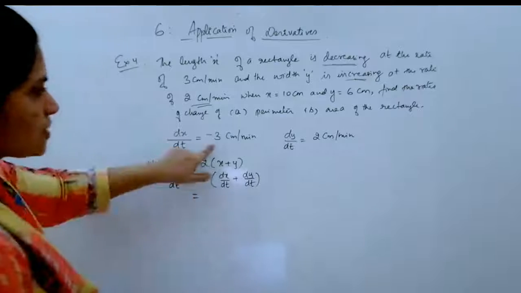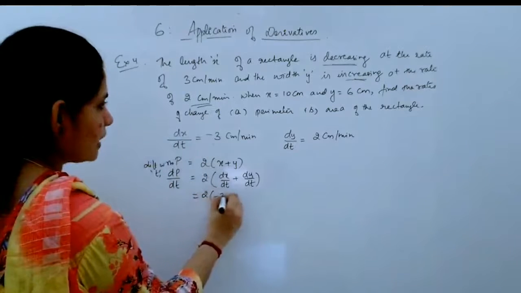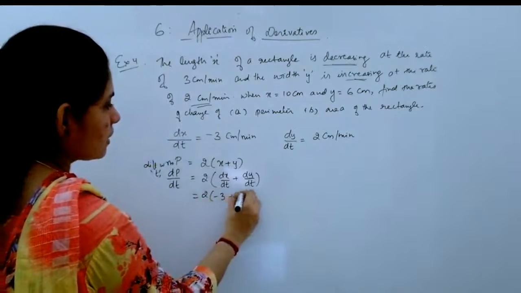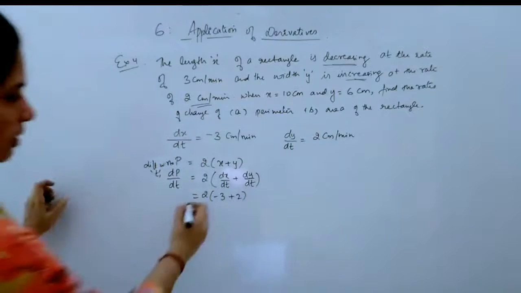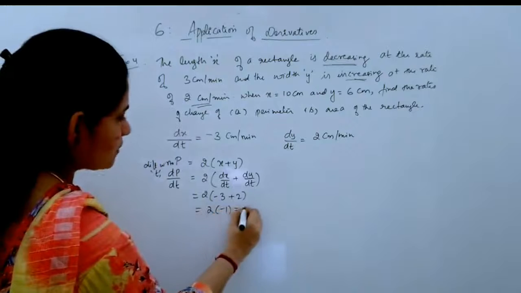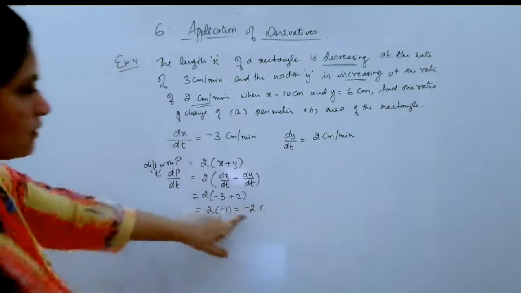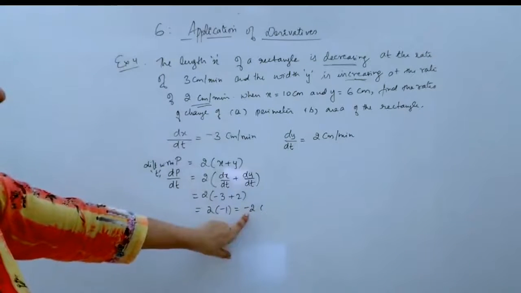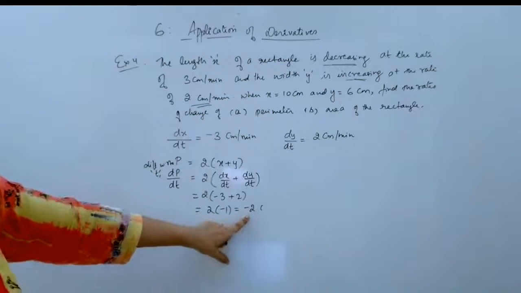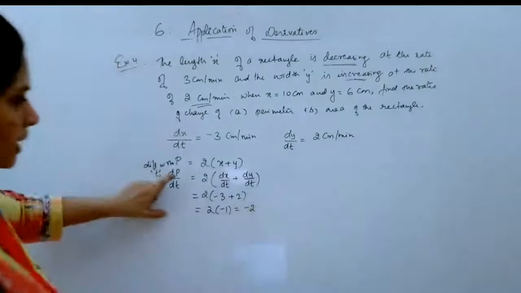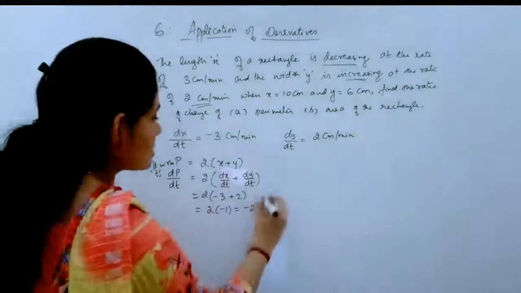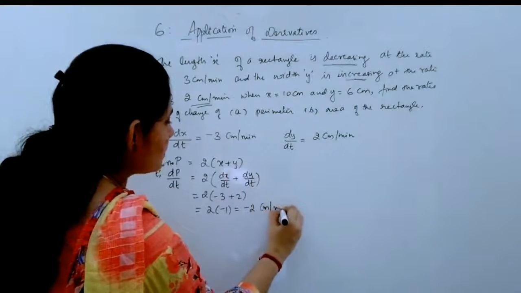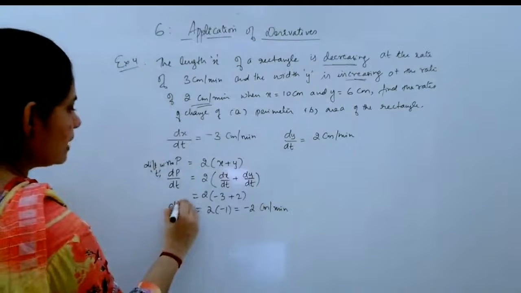Now replace the values which we have already. Minus 3 plus 2. How much you will get? 2 into minus 1, which is minus 2. And this negative sign shows that the perimeter is also decreasing. And what will be the unit? Perimeter's unit is centimeter, and this is per minute. So it is minus 2 centimeter per minute, which is your dP by dt.